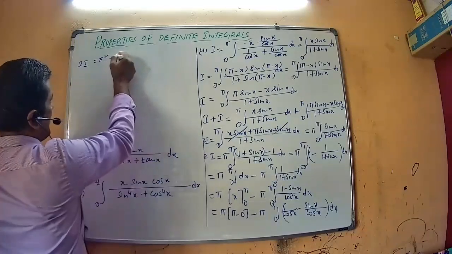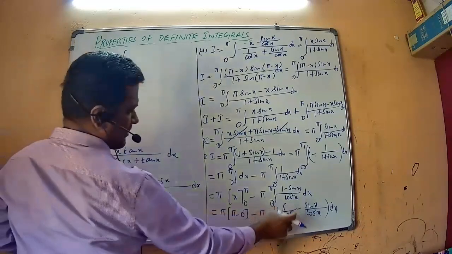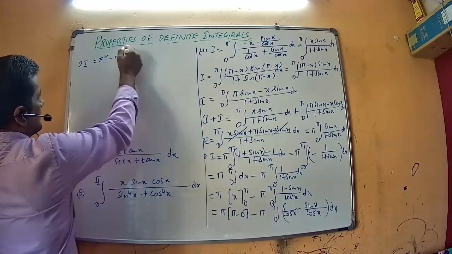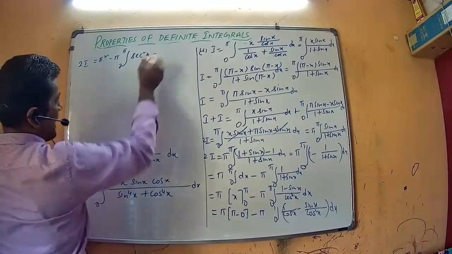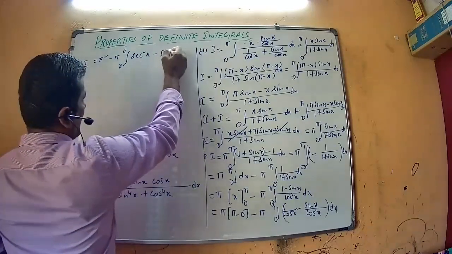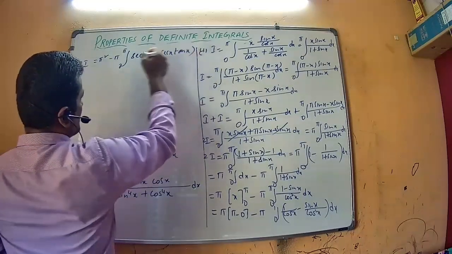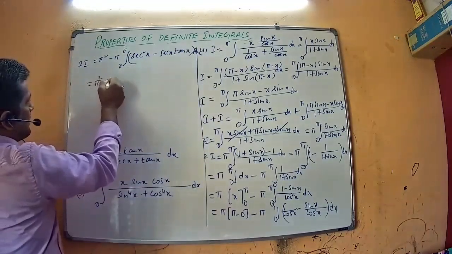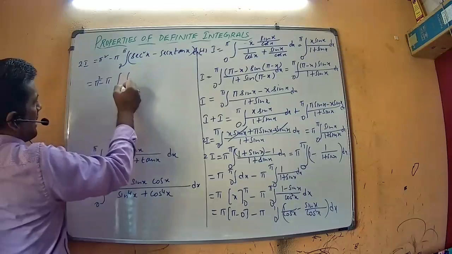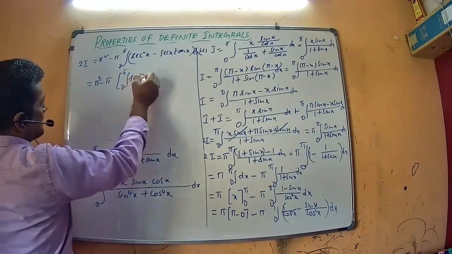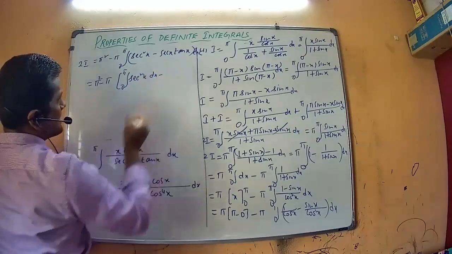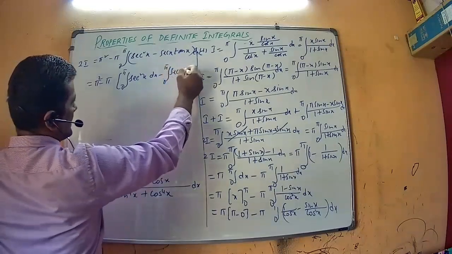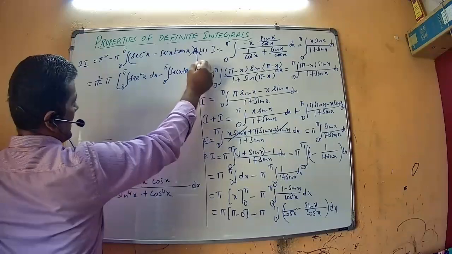This is minus of pi into, yes, 1 by cos square x is secant square x minus of secant x into tan x dx. Now here also split. So what happens? This is pi square minus pi into integral of 0 to pi secant square x dx minus integral of 0 to pi secant x tan x dx.